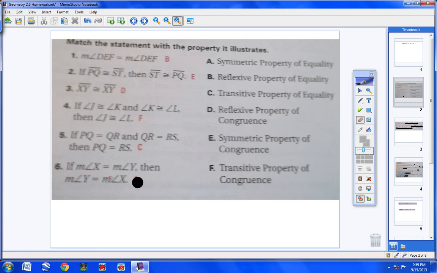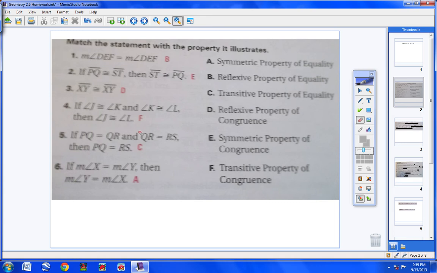measure of angle Y equals the measure of angle X. Now that's just like number 2, if PQ equals ST, then ST equals PQ. Only up here we didn't have equals, we had congruent symbols. Down here we have equality signs. So notice number 2 was the symmetric property of congruence. So number 6 would be the symmetric property of equality, which is letter A. Letter A. Okay, so that's numbers 1 through 6.